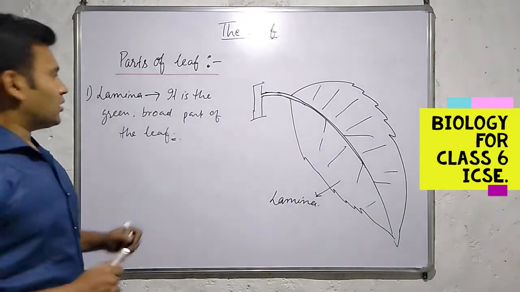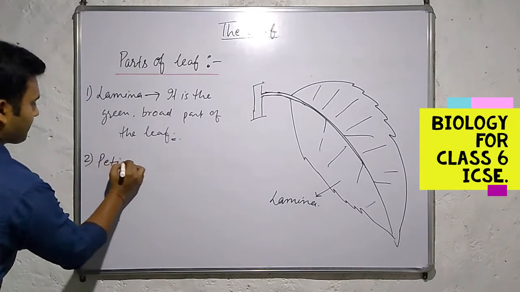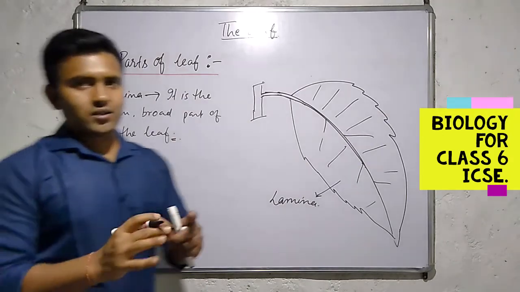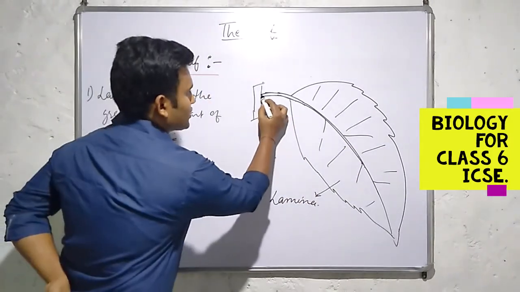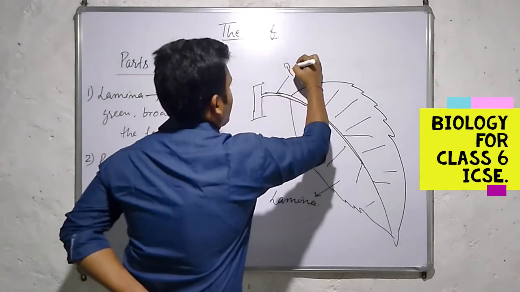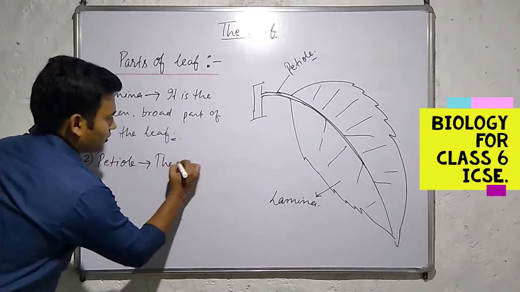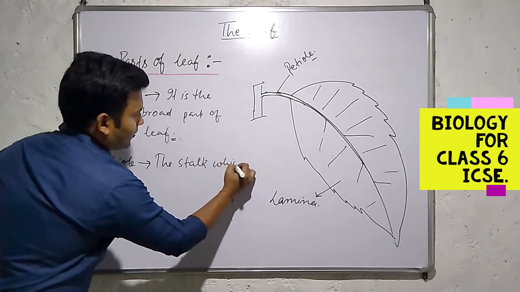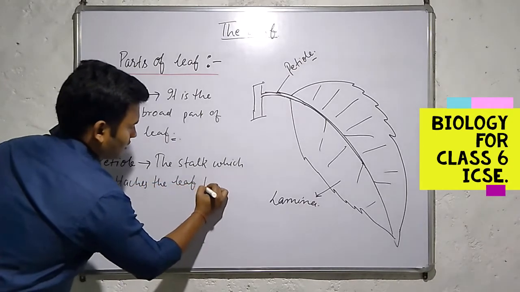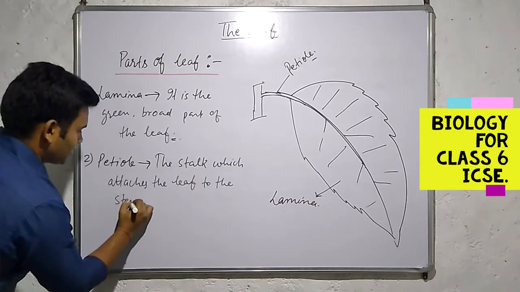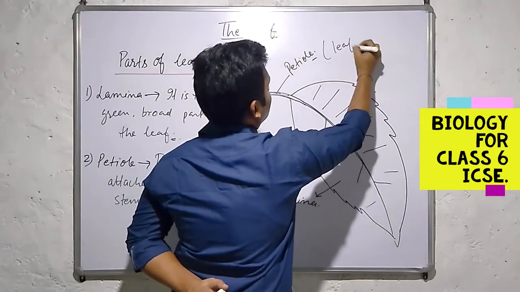Now the next part of the leaf is petiole. So petiole is a stalk which attaches the leaf to the main stem. So here this structure is called petiole. So what we'll write about the petiole? The stalk which attaches the leaf to the main stem. So this structure is called petiole. This is also called as leaf stalk.